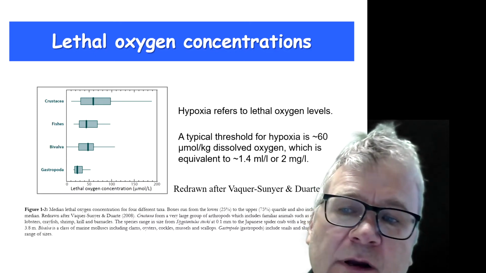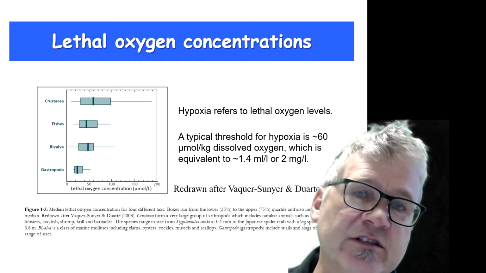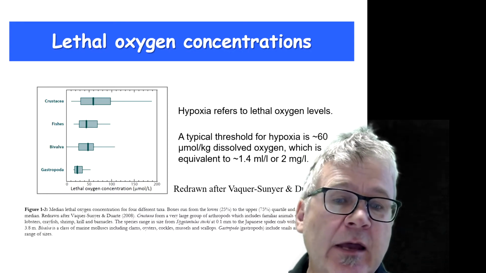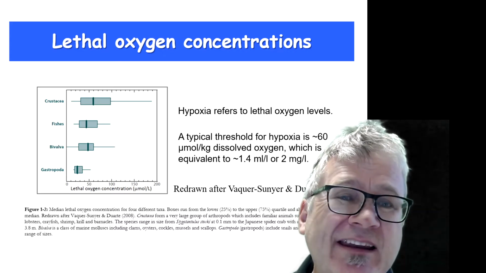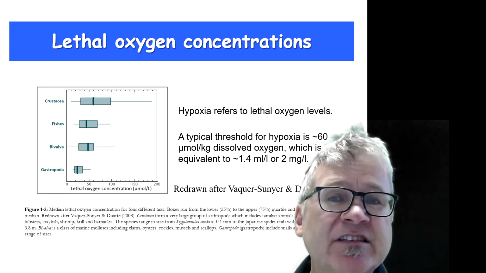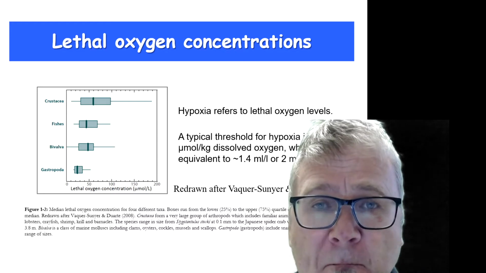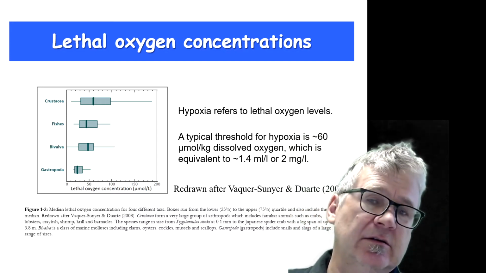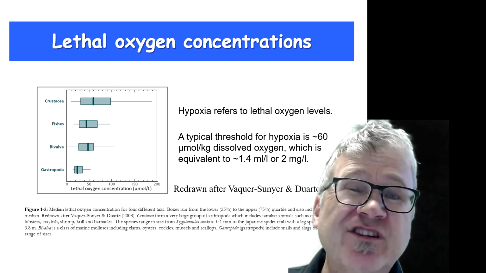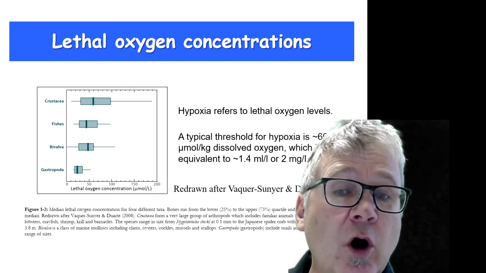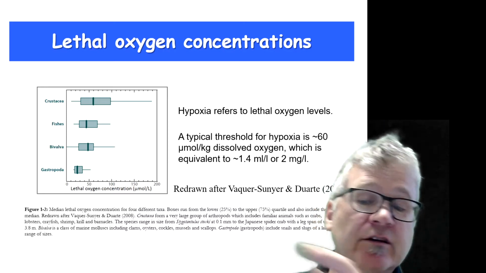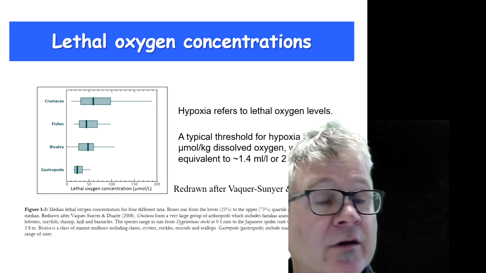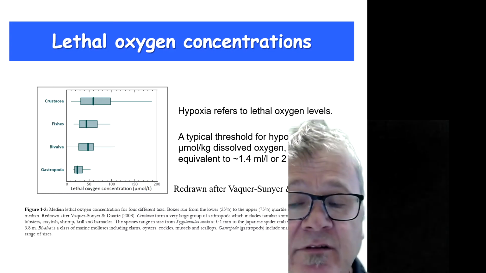So let us talk a little bit about oxygen concentrations in the ocean. It's dissolved oxygen. And most marine animals, marine species, require a certain minimum amount of oxygen. Otherwise, they would die. Okay, it's called lethal oxygen concentrations. And there's a graph here based on observations, okay, including lab experiments and stuff like that.